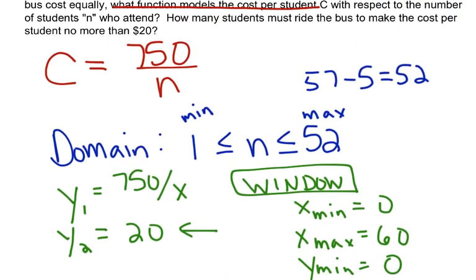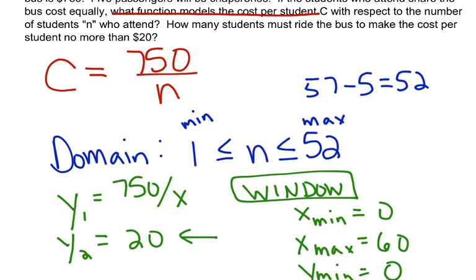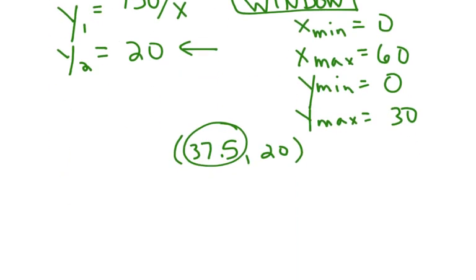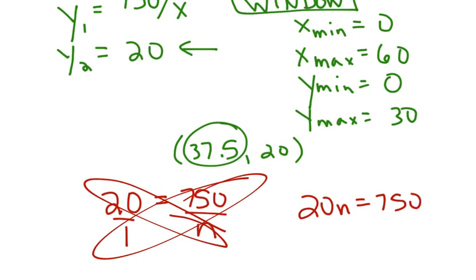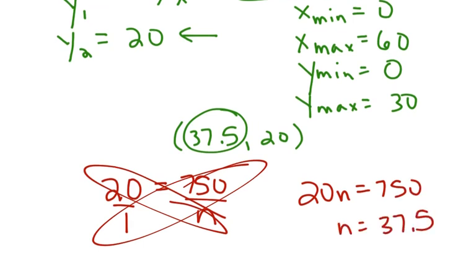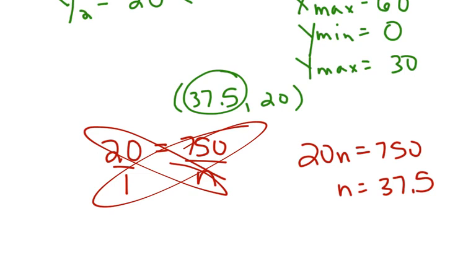Well, another way we could have done this problem, instead of graphing it, we could have just plugged in 20 for C. So what I could have done was 20 is equal to 750 divided by n. This is just a proportion. How do you solve proportions? You cross multiply. So I would have found out this way that it was 37.5. Well, then go back and plug in.